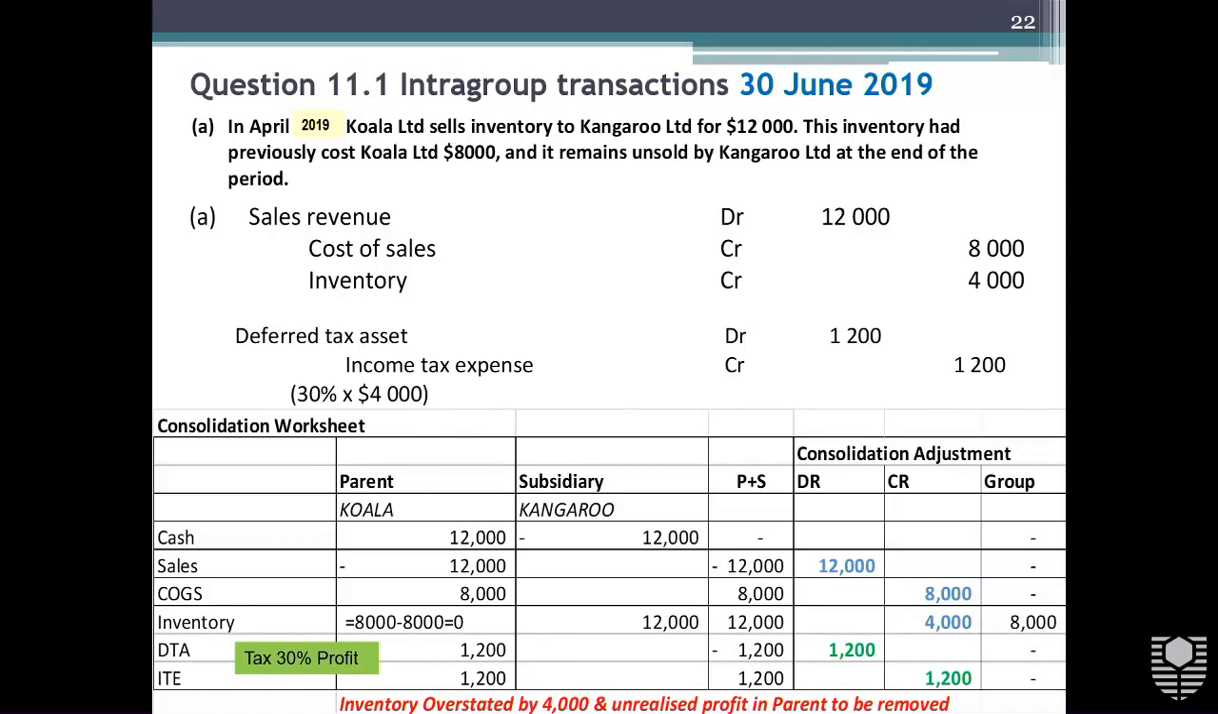So 30% on the 4,000 variation, which is your sales minus your cost of goods sold, which is your profit, which is going into your profit and loss, and the tax component attached to that. All right, so 30% on that 4,000: deferred tax asset debit 1,200, income tax expense credit 1,200.